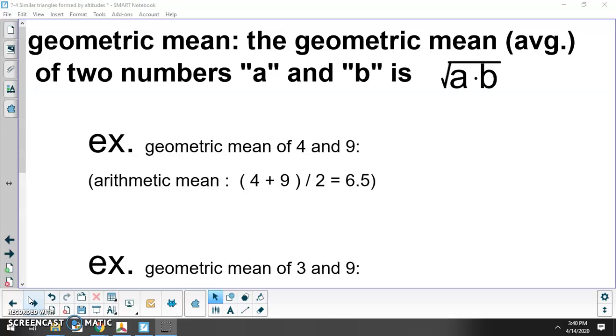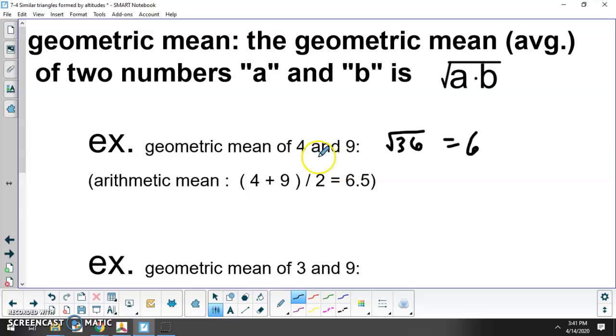All right, so we're working with similar figures still, but one thing in this lesson that is maybe new to you is something called the geometric mean. It's a different way of finding the average. If you have two numbers a and b, you can figure out the geometric mean by multiplying them and taking the square root. For example, the geometric mean of 4 and 9: take 4 times 9, which is 36, and the geometric mean is the square root of 36, which is equal to 6.